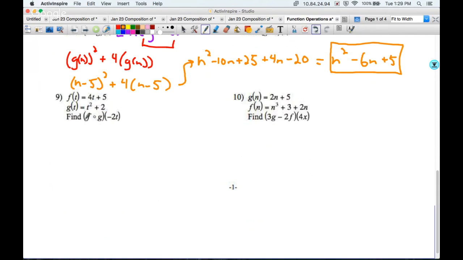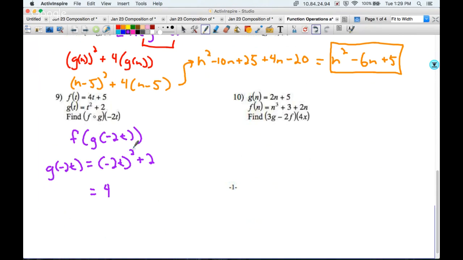We're doing f of g of negative 2t. So what this means is do f of g of negative 2t. Let's figure out what g of negative 2t is first. That's going to be equal to this expression, except I'm going to replace the variable with negative 2t. So negative 2t squared plus 2 equals, if I distribute that exponent, 4t squared plus 2. This is the expression for g of negative 2t. This is going to go right into f of x.